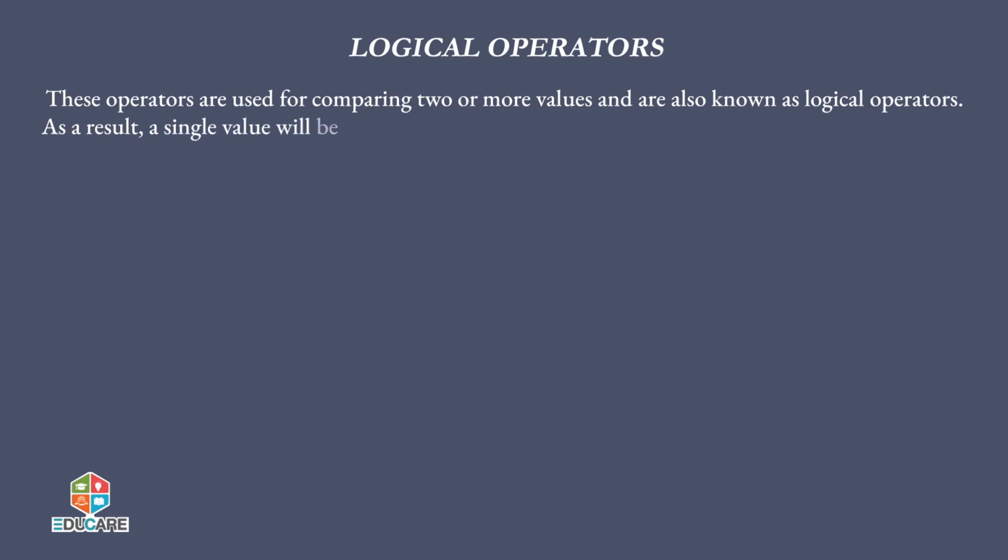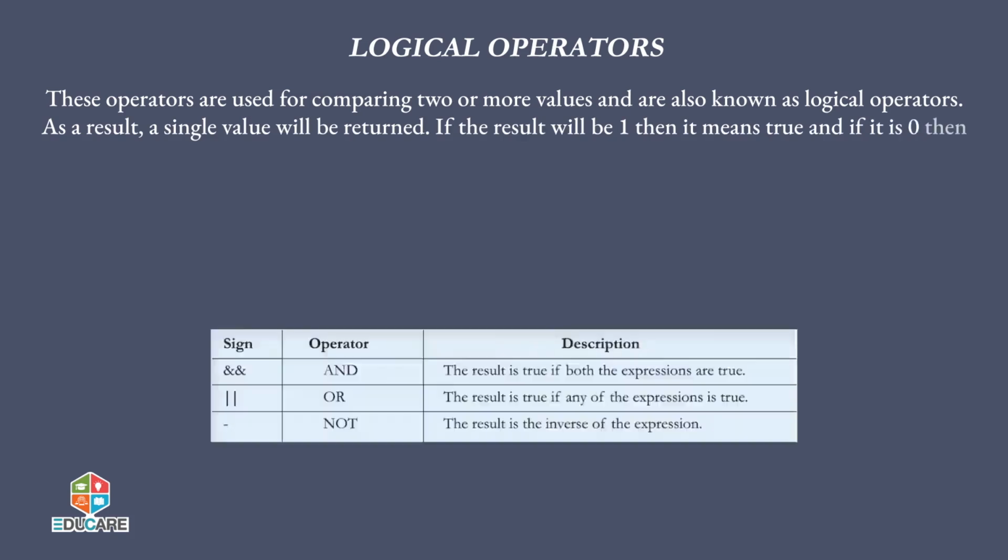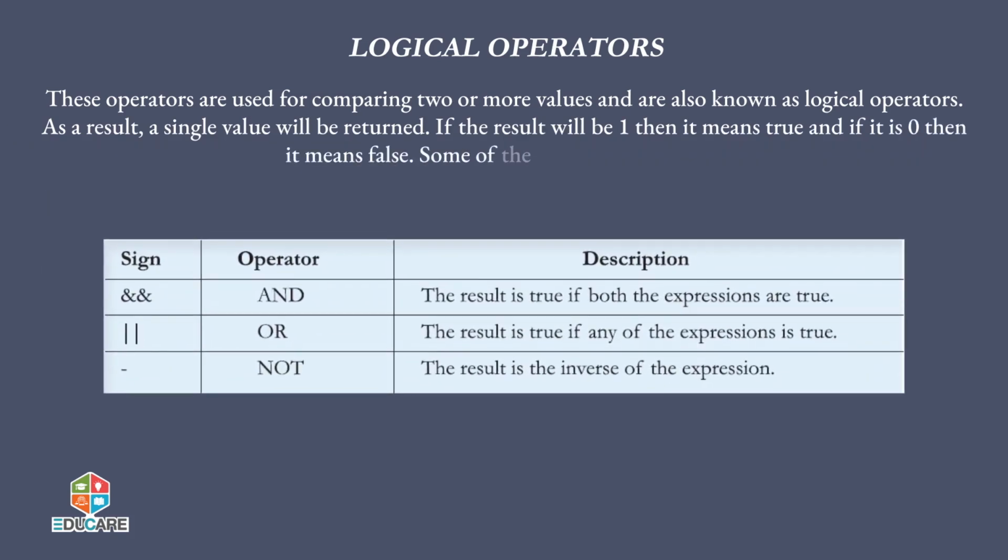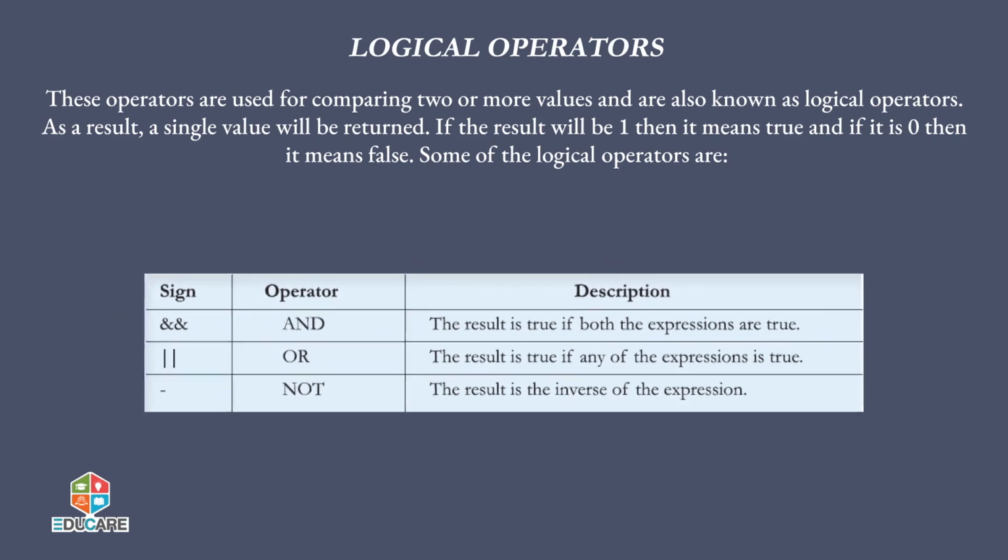Logical operators. These operators are used for comparing two or more values and are also known as logical operators. As a result, a single value will be returned. If the result is 1, then it means true, and if it is 0, then it means false. Some of the logical operators are sign, operator, description. And: the result is true if both the expressions are true. Or: the result is true if any of the expressions is true. Not: the result is the inverse of the expression.